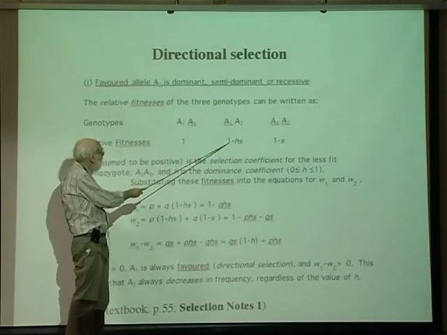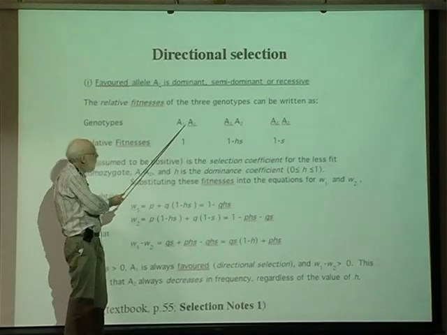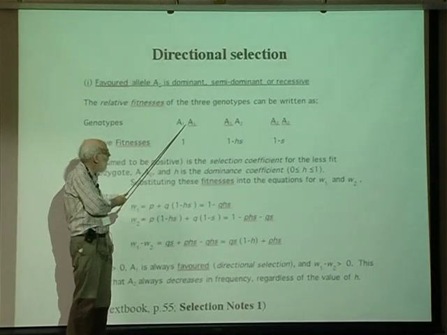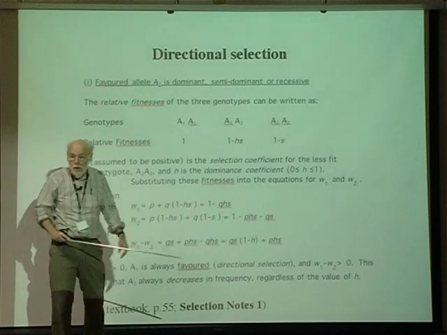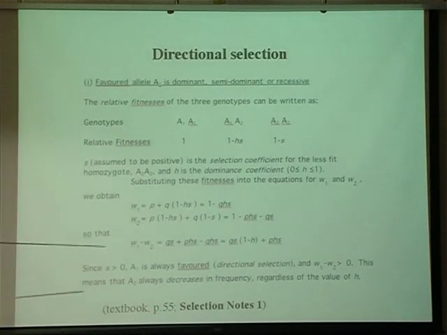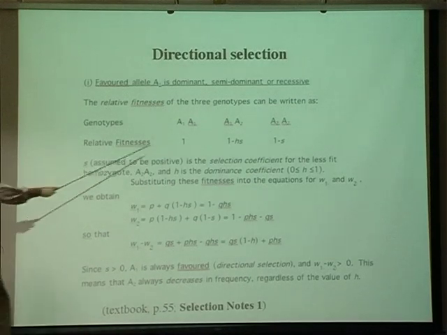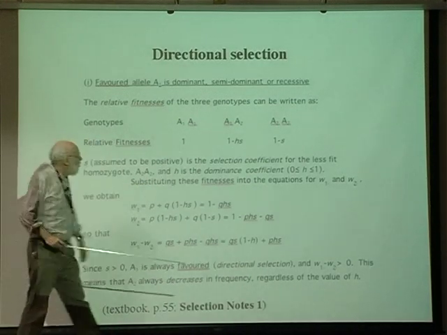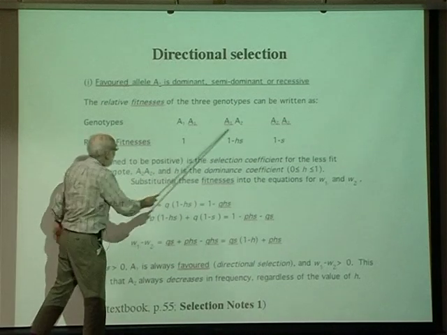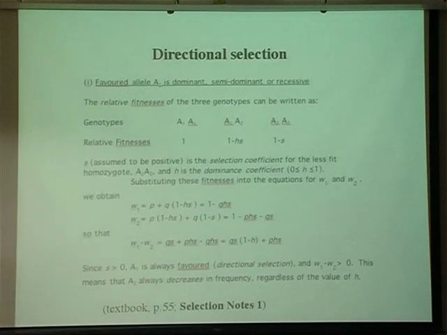Okay, so if H is 0, this genotype has the same fitness as that one. So A1 is actually dominant over A2. What happens if H is 1? Right, it's 1 minus S. So in this case, A2 is dominant over A1, and A1A2 has the same fitness as A2A2.